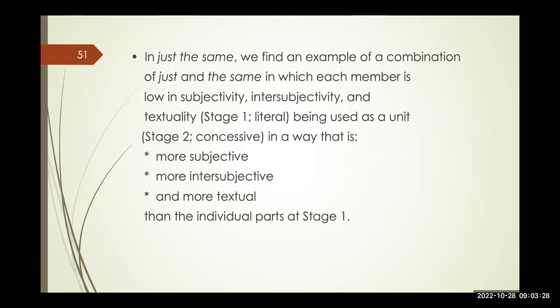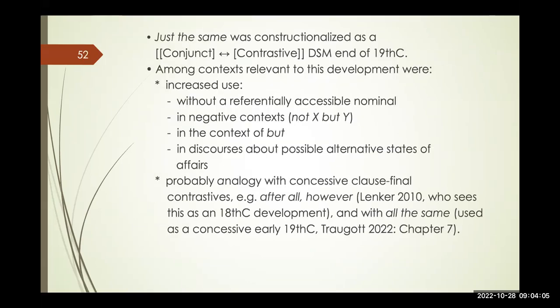So in "just the same," we find an example of a combination of "just" and "the same" in which each member is originally low in subjectivity, intersubjectivity, and textuality. That's stage one. Being used as a unit, not separate lexical elements, but as an idiom, if you like, as a concessive in a way that is more subjective, more intersubjective, and more textual than the individual parts at stage one, you have what I call a DSM, a discourse structuring marker, a conjunct linked to a contrastive function.